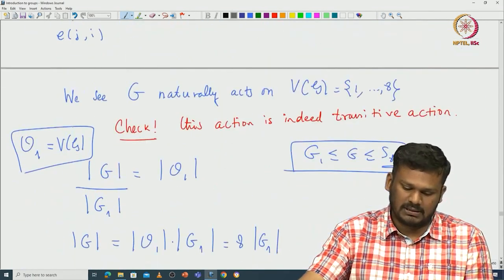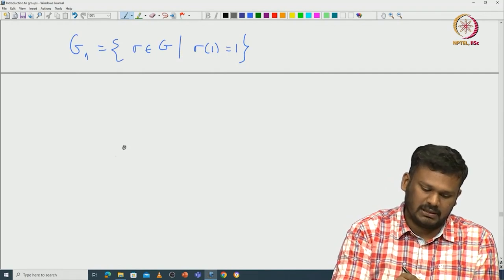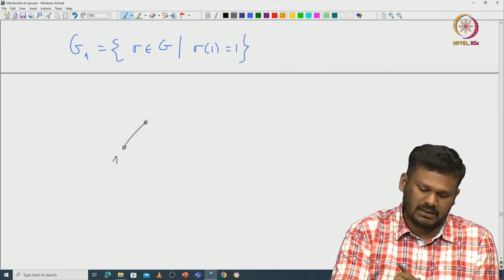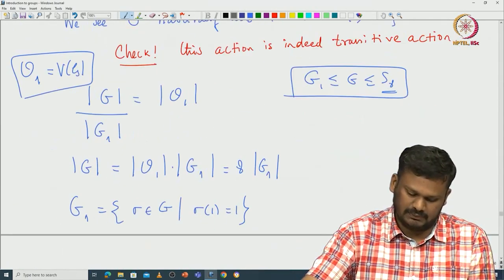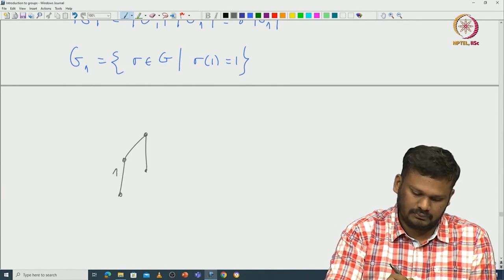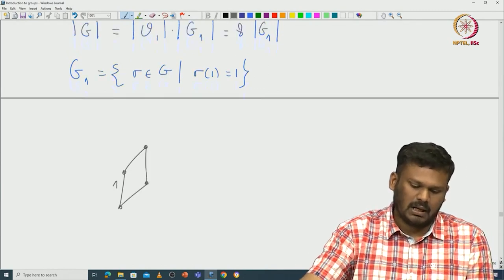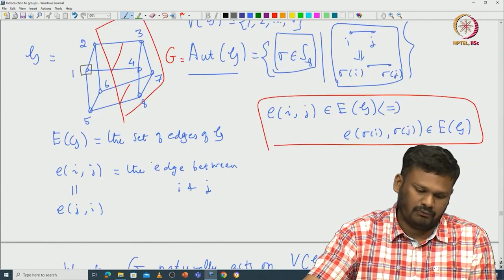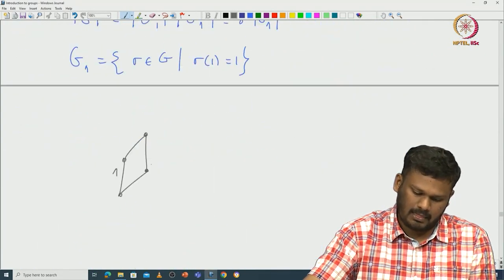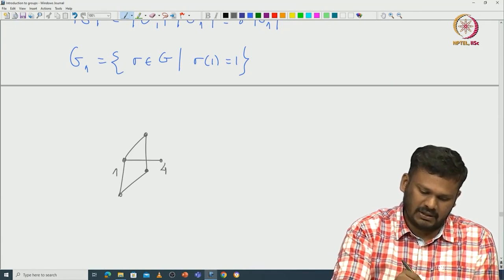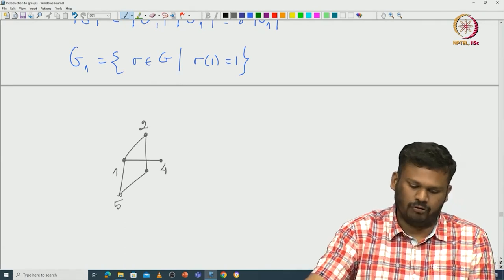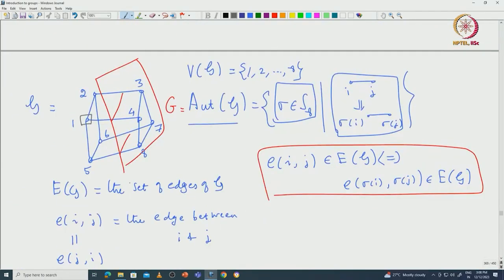So, look at this diagram locally. You can see that 1 is here and 2 is here. Let us see the labeling. 6 is here. And then 1 is also connected with 4. So, mainly 1 is connected with 2, 5 and 4. Only these 3 are neighbors. So, 2, 4 and 5.